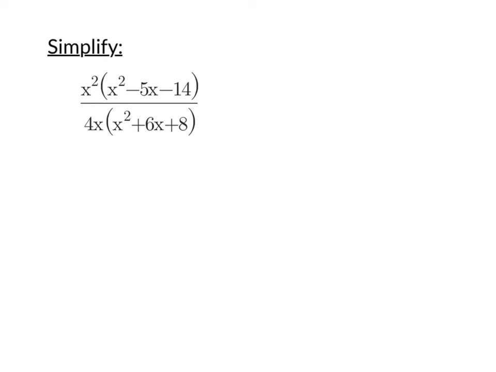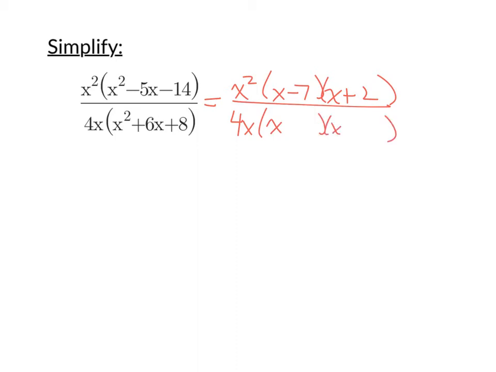When we have something that looks like this, x squared times x squared minus 5x minus 14 over 4x times x squared plus 6x plus 8, it's not about distributing and multiplying this thing out, it's about factoring it. So when it comes to the numerator, we want to take a look at this quadratic and factor that into x and x, and then minus 7 plus 2. In the denominator, I'm going to leave that 4x right here, and factor x squared into x and x, and factor 8 into 2 times 4. So plus 2 and plus 4.